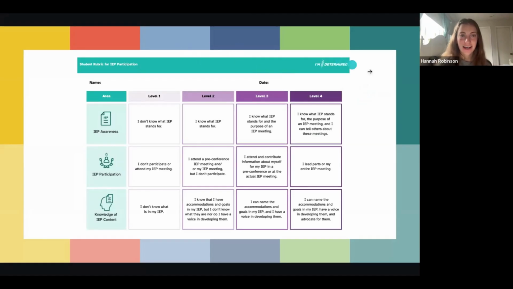And then this is another resource that Haley and I have found beneficial in our grant work: a student rubric for IEP participation. This can be a starting checklist of where you want your student to be participating or where they are, and it can help you set goals for how they can participate in the future.